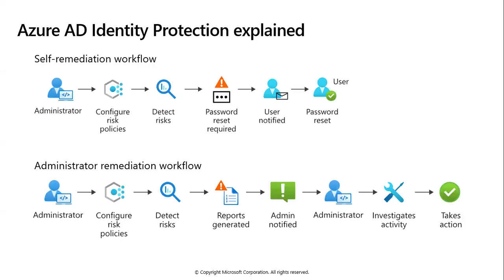But sometimes we also forget, or we do not have access to the system itself. Then we have to go to our manager or administrator and get the approval. So the remediation workflow is: first, connect with the administrator. They configure the risk policies and then detect the risk. A report is generated, for example that someone has taken control of your system.